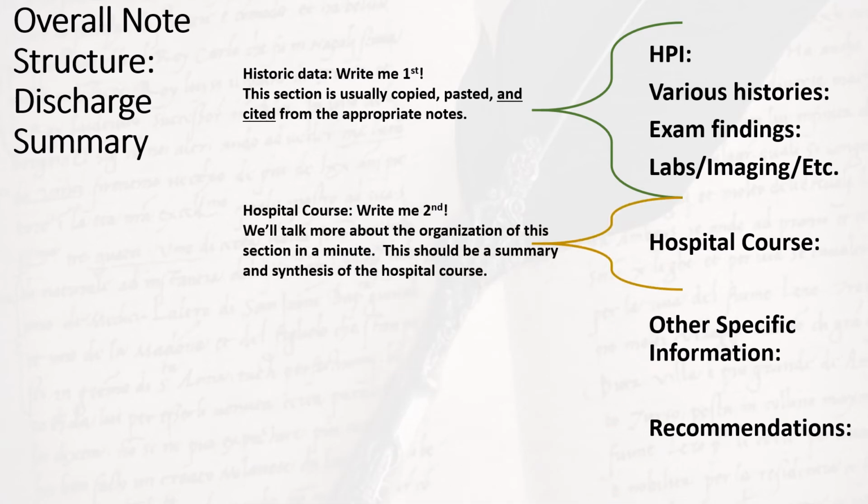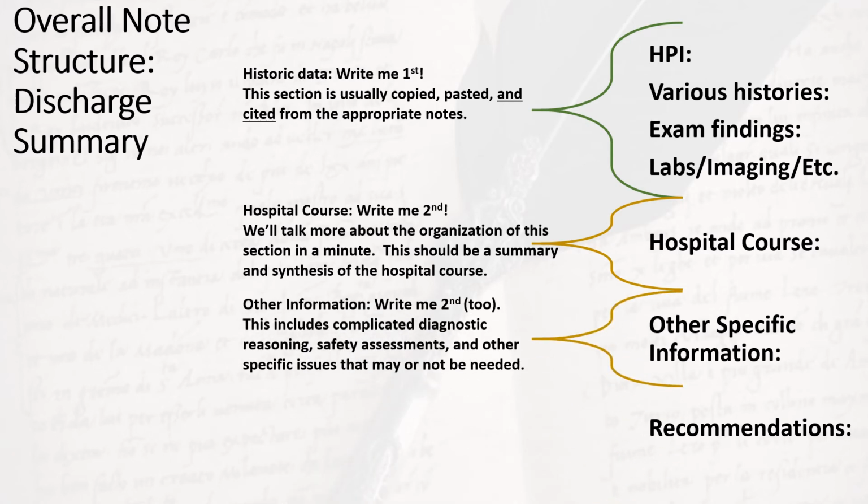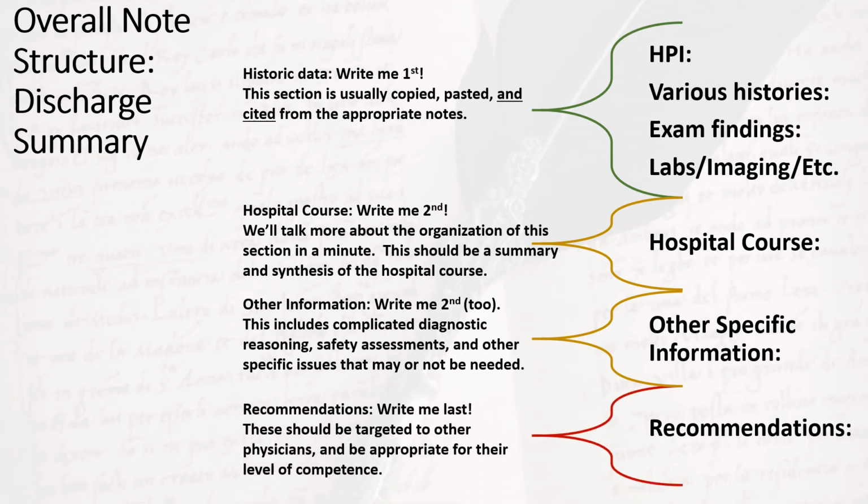The next part is the hospital course. The hospital course is the second thing that you write, and we'll talk about organizing this section in a minute. This should be a summary and a synthesis of what happened during the hospital. There's also other specific information that may or may not be relevant to any given patient, but would include complicated diagnostic reasoning, safety assessments, or other specific issues. And then finally, there are the recommendations, which we'll write last. As we'll talk about, they should be targeted to physicians and appropriate for a physician level of competence.